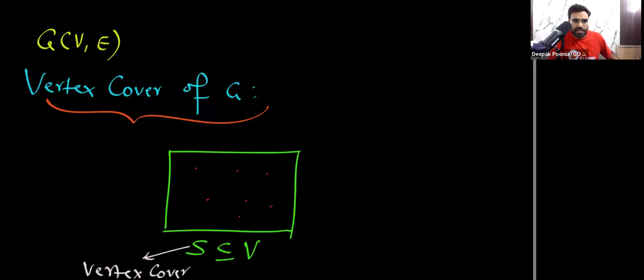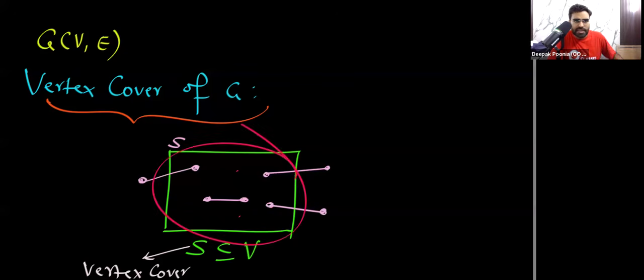Then it simply means that this vertex cover, this is S. Now this vertex cover will cover all the edges. It will touch all the edges. It simply means that the edges will be like this, or maybe the edges will be like this. Where are the edges? The point is, this vertex cover S will touch, it will cover all the edges.